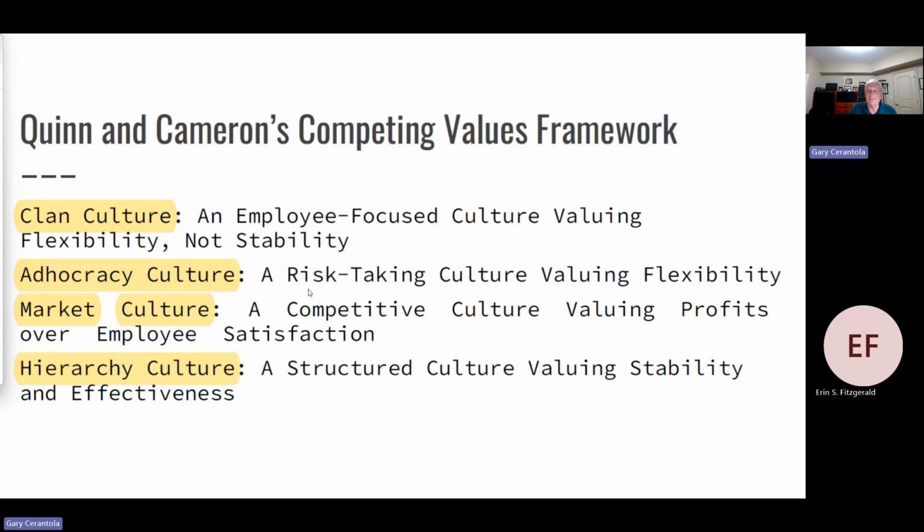Adhocracy culture, this is a typical entrepreneurial culture. This is like get the job done. Adhocracy meaning, whatever needs to get done, you do it right away.